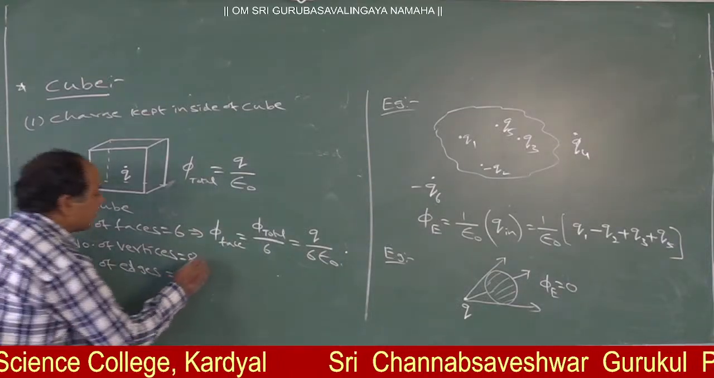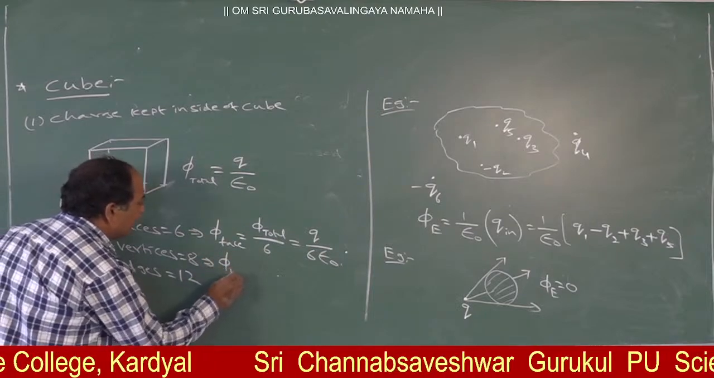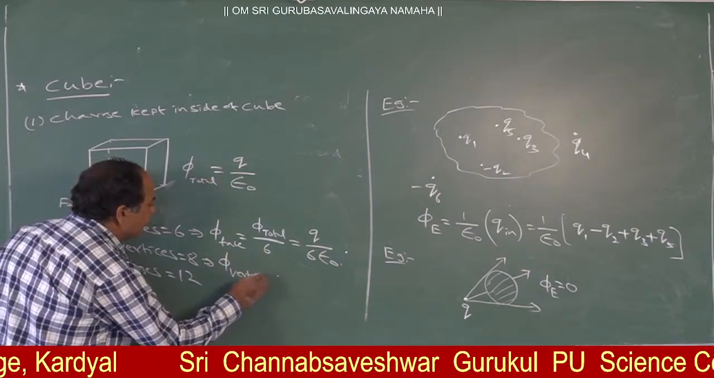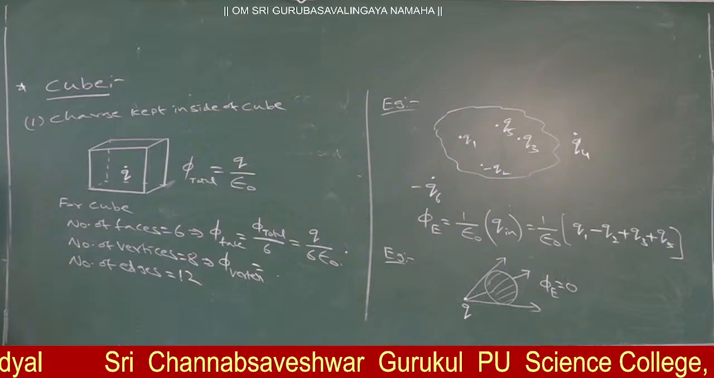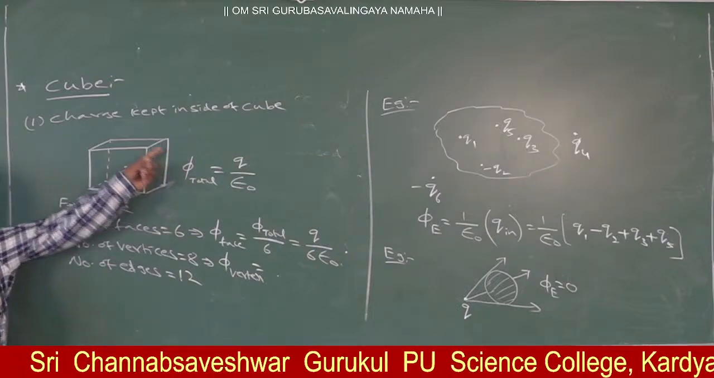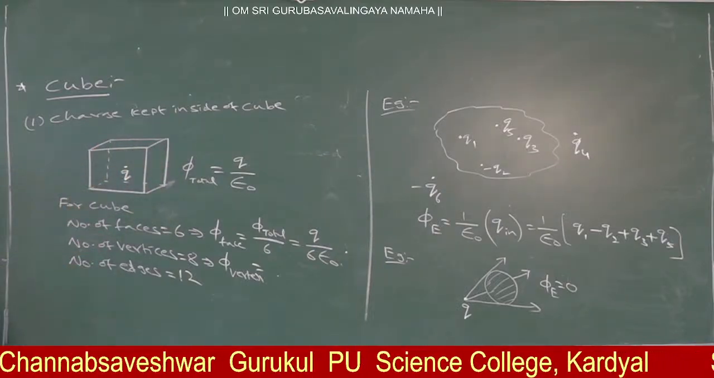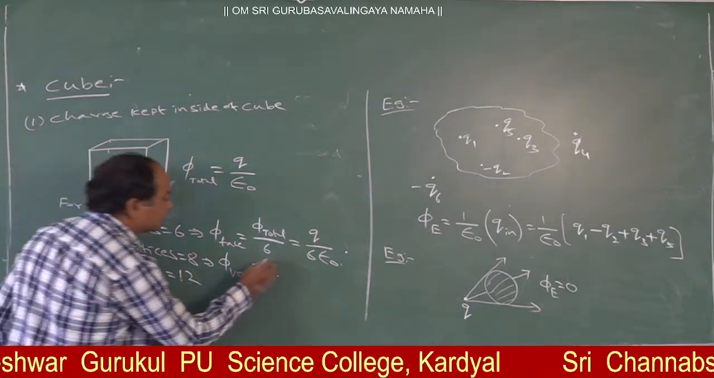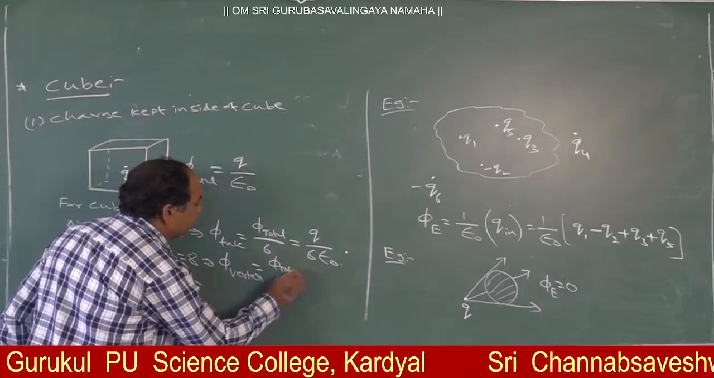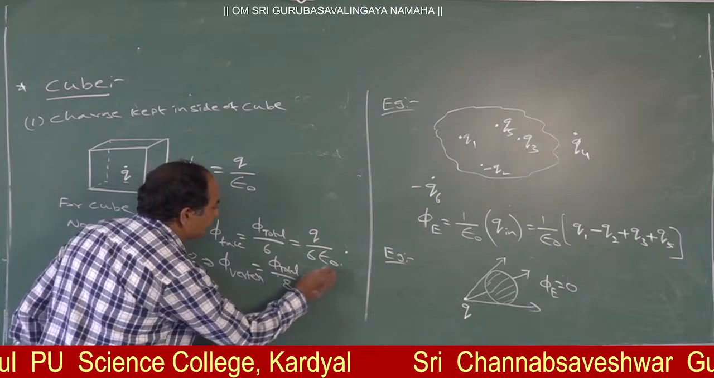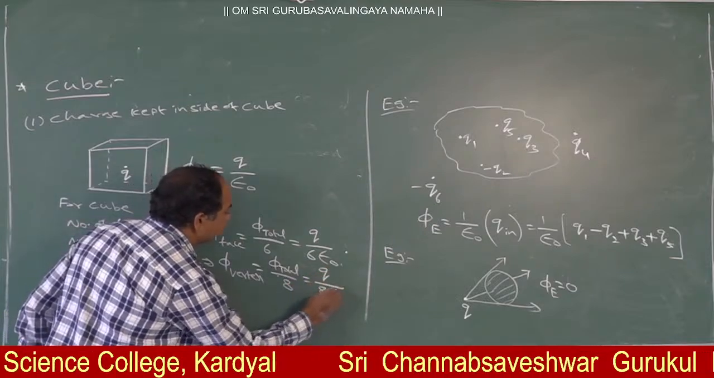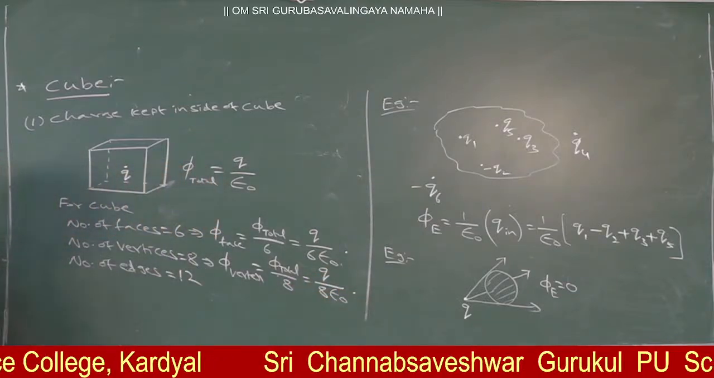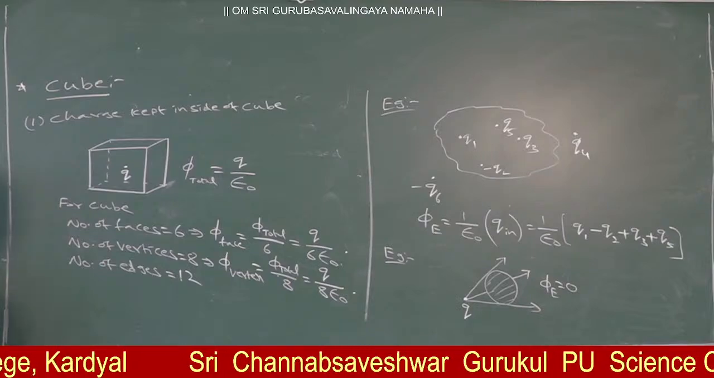Similarly, I want to find out phi due to any vertex. This phi total is shared by how many vertices? 8. So due to each vertex, what is the flux? Phi total divided by 8. That means Q by 8 epsilon naught.